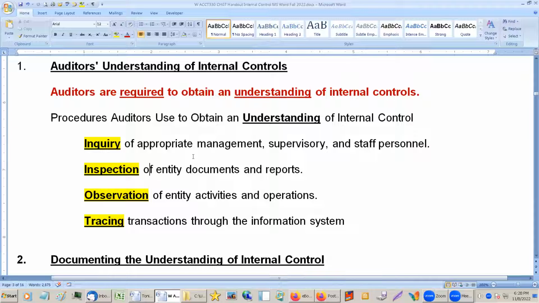So inquiry, asking people. Inspection, looking at documents that the company made. It could also be third-party documents. Observation, watching what people do, and tracing.